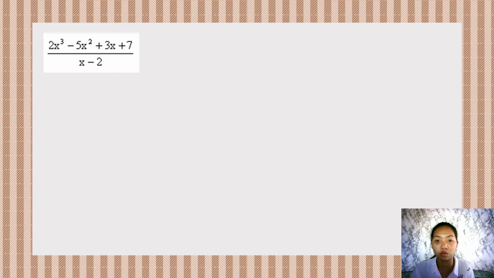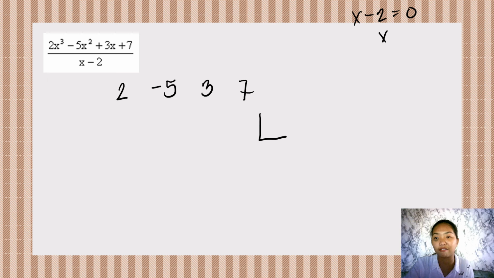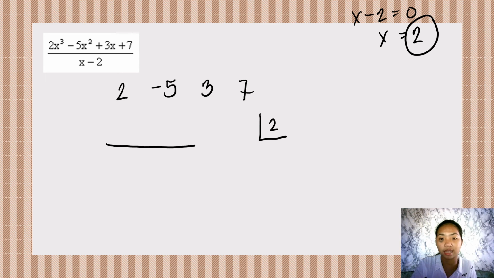Last example, 2x cubed minus 5x squared plus 3x plus 7 divided by x minus 2. So we will first write the coefficients of our dividend. So we have 2 for the cube, negative 5 for the squared, 3 for the linear term, then 7 for the constant. And then we will set the divisor x minus 2 equals 0. So we have x equals 2. We write only 2, and then the equal sign.